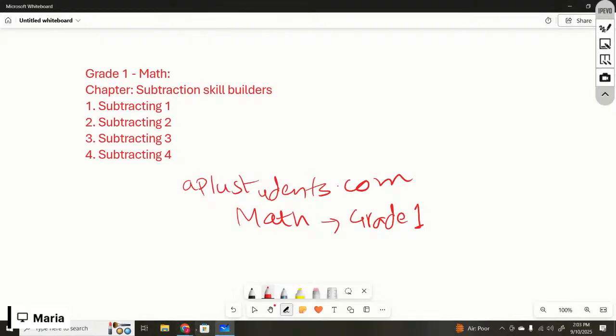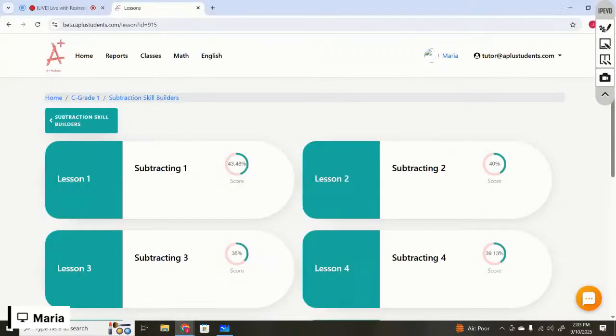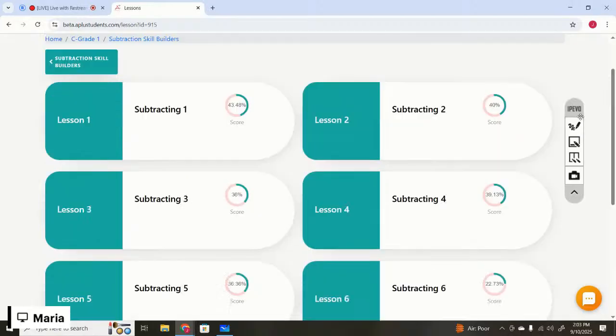Okay, let's just start with the grade 1 math. Here I'm on grade 1 math. Our new website is now in working phase. You can enjoy the journey with us. Let's just start with the first, and that is subtracting 1. We are going to learn how to subtract 1.